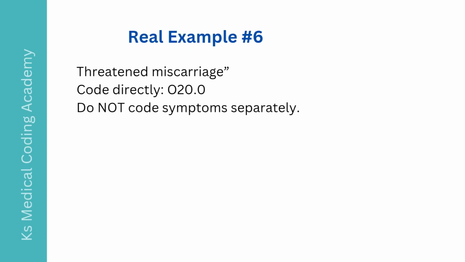Real example number 6. Case: threatened miscarriage. This has a specific code, O20.0. Do not separately code routine symptoms that are integral to the threatened abortion unless the provider documents other, unrelated symptoms.